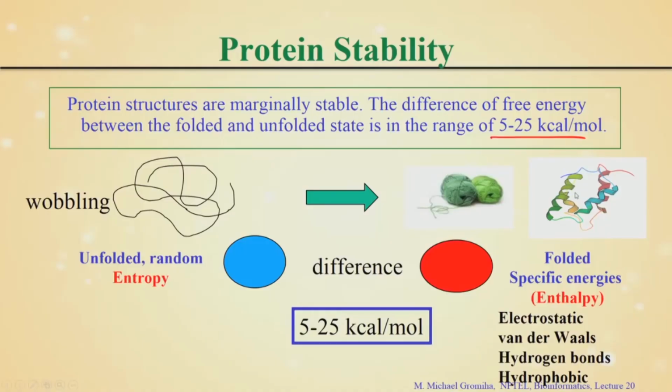The second aspect is that it is also important to change conformation when a specific protein is interacting with any ligands or other biological molecules. So, in this case they have to maintain a small difference in stability between the unfolded state and the folded state, and the difference is normally in the range of 5 to 25 kilocalorie per mole.